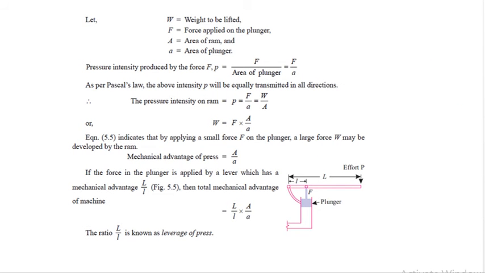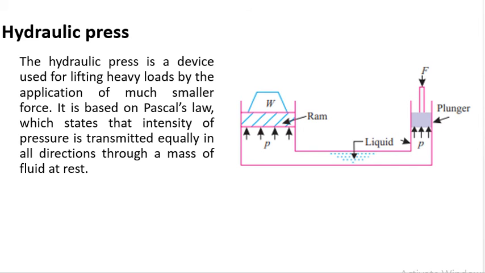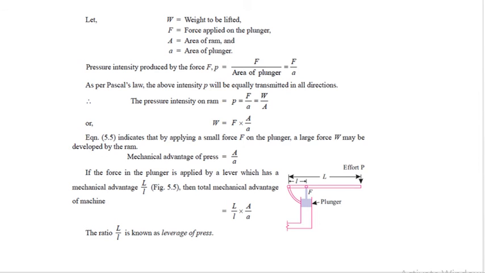W is the weight which is lifted, F is force applied. This is W weight which we have to lift. F is force applied on the plunger. A is the area of the ram, and small a is the area of the plunger. So pressure intensity produced by the force F will be P, that is F upon small a, the area of plunger.